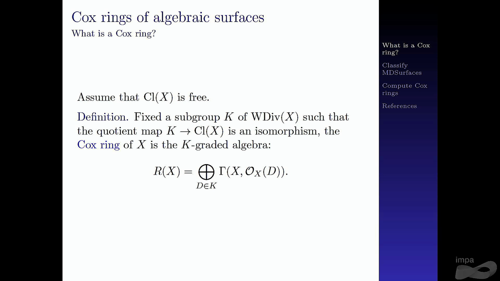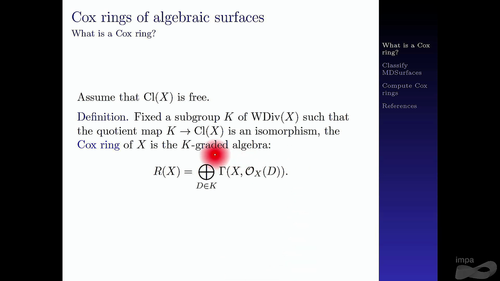So we can fix a subgroup K of the group of Weil divisors such that the natural quotient map, which associates to a divisor its class, is an isomorphism. In other words, we are choosing representatives for elements in the divisor class group in a coherent way. Once we do this, we can define the Cox ring as follows. It is the direct sum of all Riemann-Roch spaces of divisors in K.